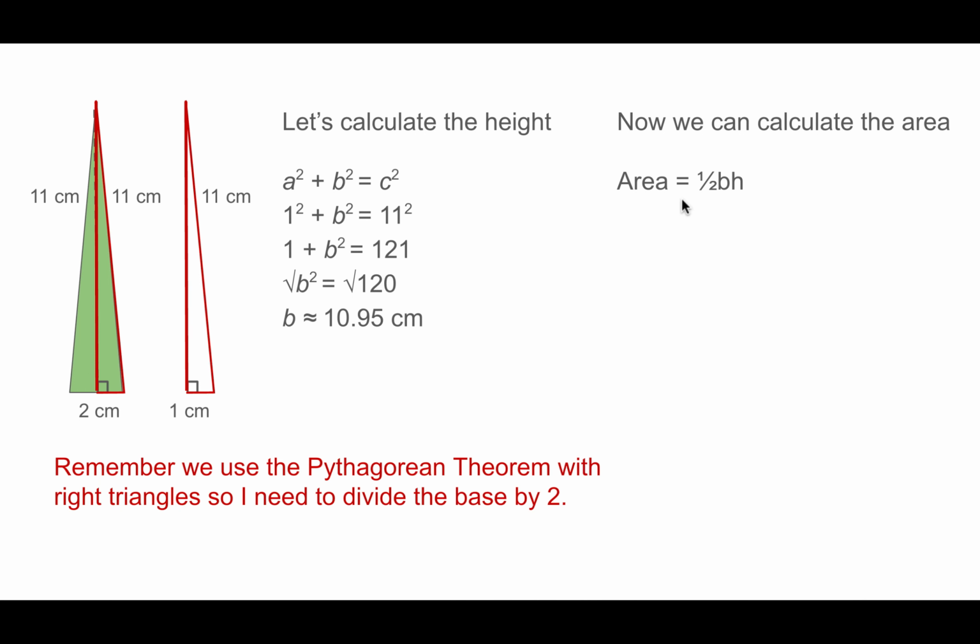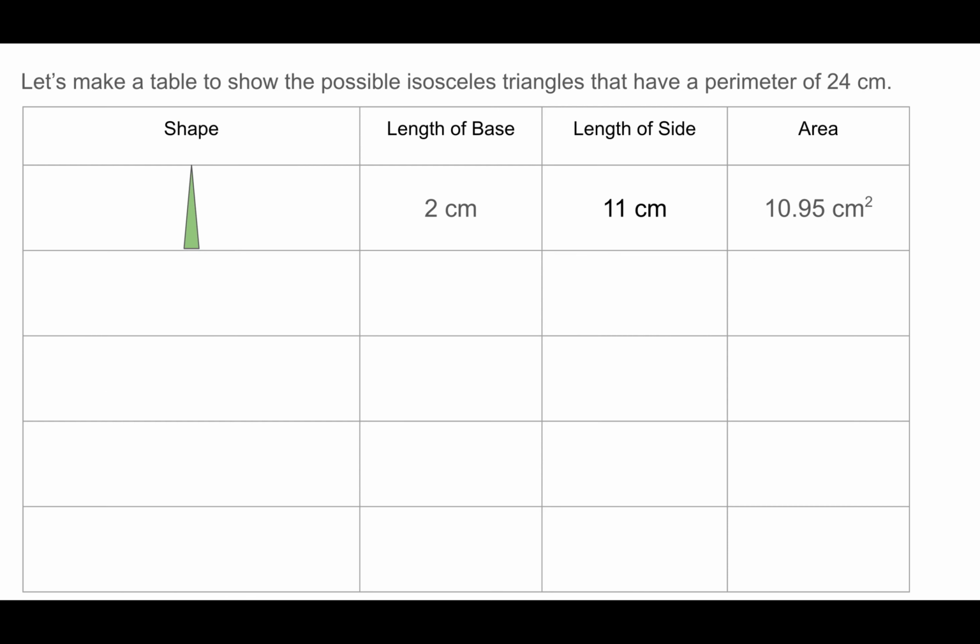Now to calculate the area, remember it's half the base multiplied by the height. And again, we're looking at this green triangle here. So 1/2, the base is 2, and the height is 10.95. And when we calculate it, it is actually 10.95 squared centimeters. So we can put that in our table.